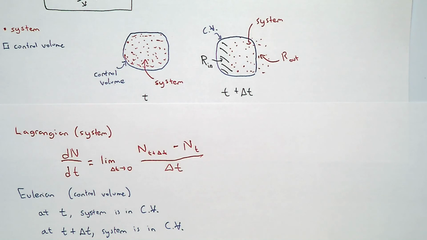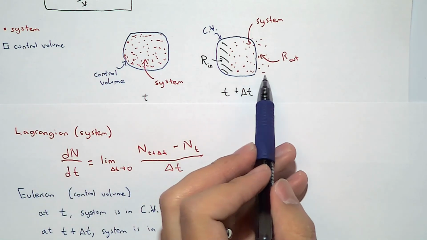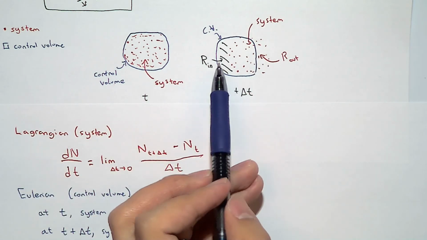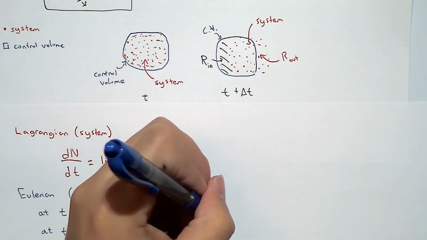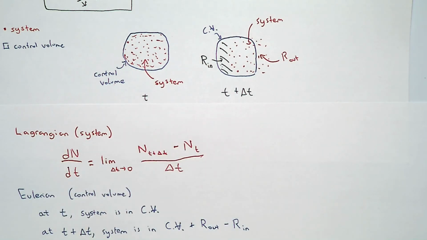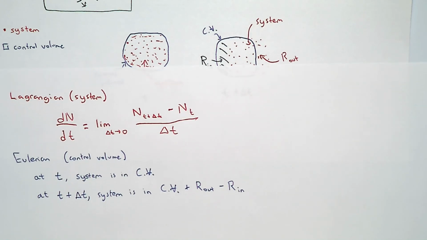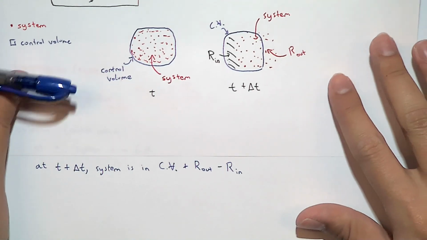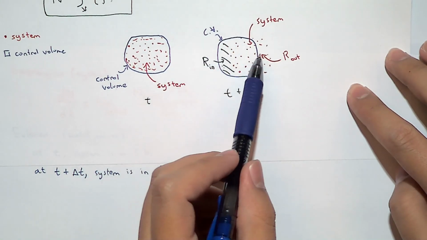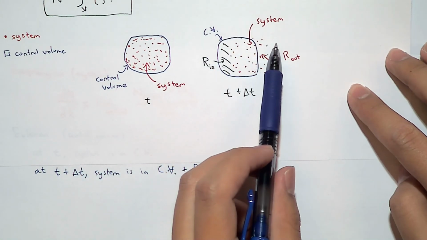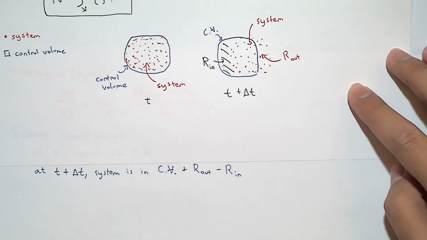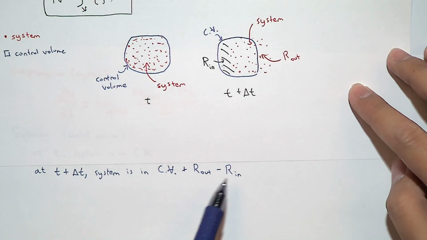Rather, part of it is in my control volume. So it occupies the control volume region, but it also occupies the R out, the outer region. But it does not occupy the inner region. Does that make sense? At time t plus delta t, my system is in the control volume, plus it's also in the outer region, but it's not in this little Rn region, right? So my system is in CV plus R out minus Rn, okay?